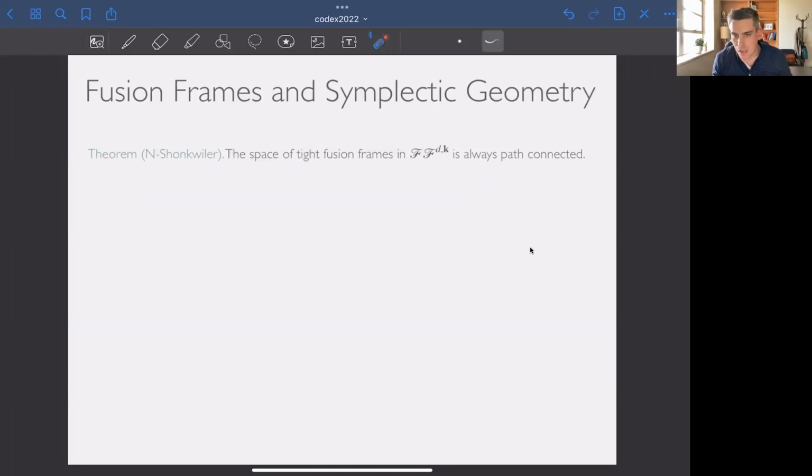Once again, there's a little bit of sneakiness, right? This could be empty. There could be no tight fusion frames depending on your parameter D and vector K. But the empty set is path connected, so I think I'm not lying here. So this collection of tight fusion frames with that type of data is always path connected.